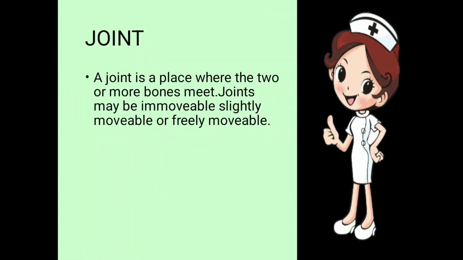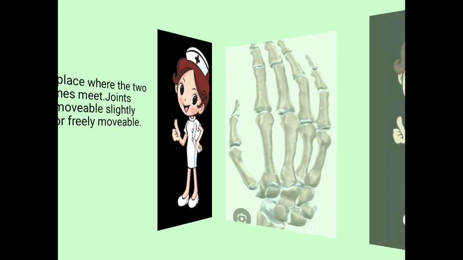So what do we mean by joint? A joint is a place where two or more bones meet. Joints may be immovable joints, slightly movable joints, or freely movable joints. In our body, three kinds of joints are there. Some of the joints are movable, for example our knee joint and our hand joints. Some of them are immovable joints, for example the backbone, and some of them are freely movable, for example the neck joint.